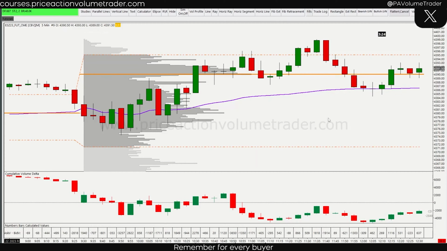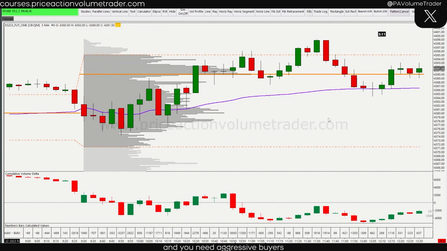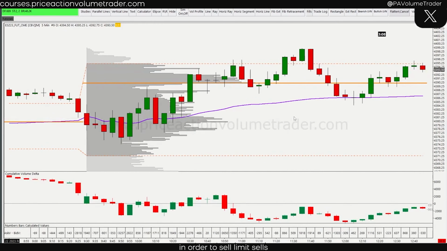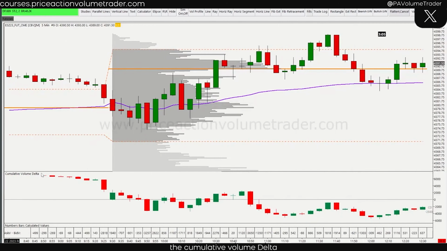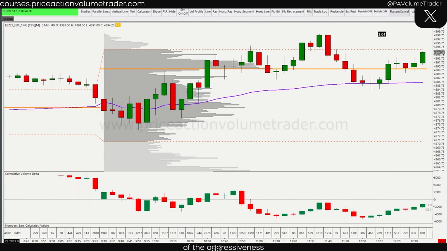Remember, for every buyer there's a seller, for every seller there is a buyer. It's a zero-sum game. So you need sellers in order to fill buy orders, and you need aggressive buyers in order to sell limit sells. Okay, so the cumulative volume delta is basically a representation of the aggressiveness of sellers on each candle.